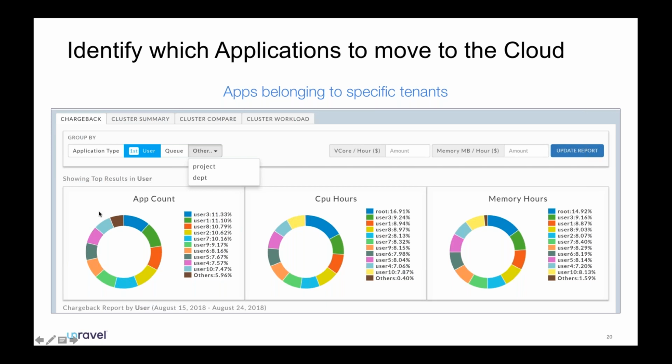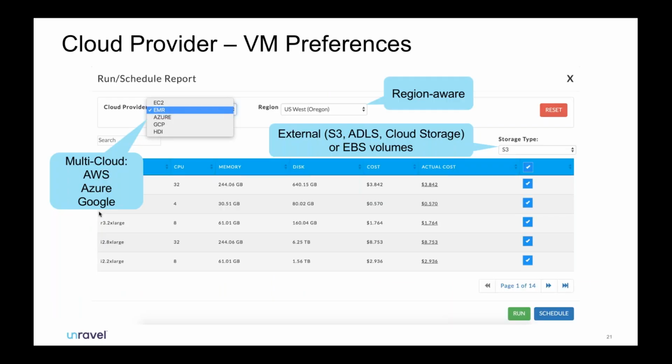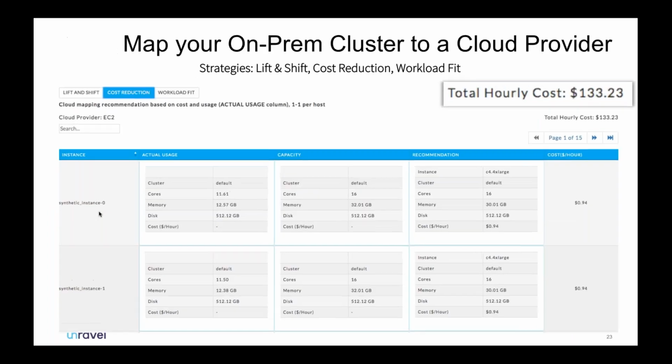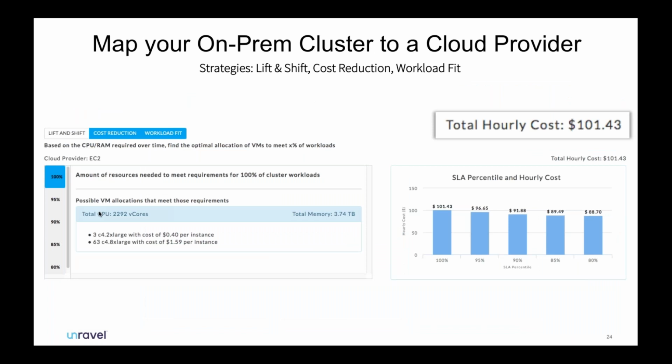This particular report is a chargeback. So we can historically look at everything they submitted and how much it would cost to run on the cloud. Okay, so I briefly talked about this, which is the fact that our cloud migration discovery report is aware of multiple cloud platforms, right? So AWS, Azure, Google, it's region aware and does take different storage types into account. And by the way, notice that the workload fit cost is much, much cheaper than the other strategies, right?